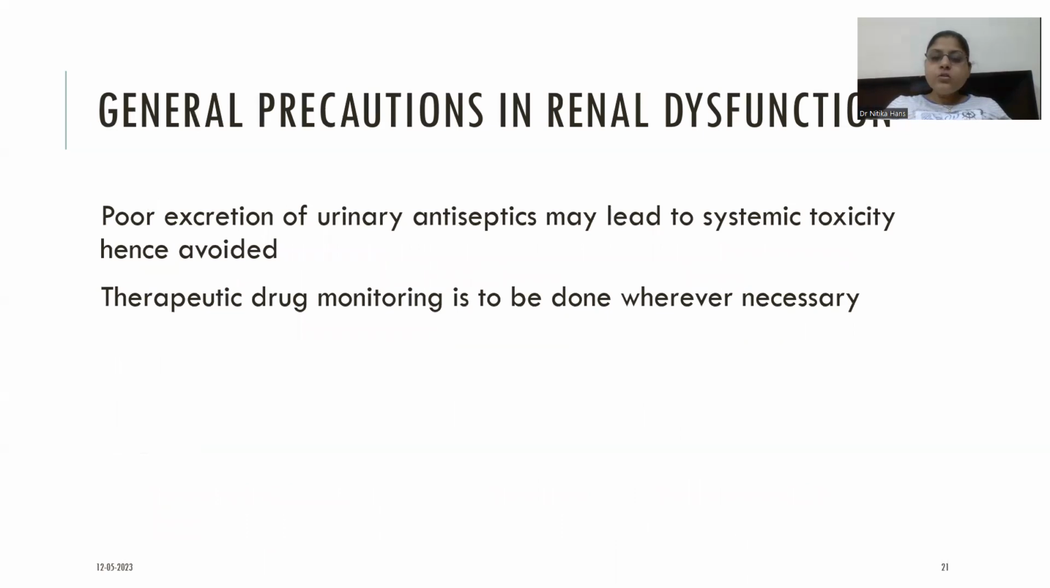There can be poor excretion of urinary antiseptics, which can lead to systemic toxicity, and hence urinary antiseptics are also avoided. Therapeutic drug monitoring is to be done wherever necessary. Therapeutic drug monitoring is done for drugs which have a narrow safety margin, narrow therapeutic index, and therapeutic window. Therapeutic drug monitoring is the phenomenon in which we know the plasma levels of the drug in the body.